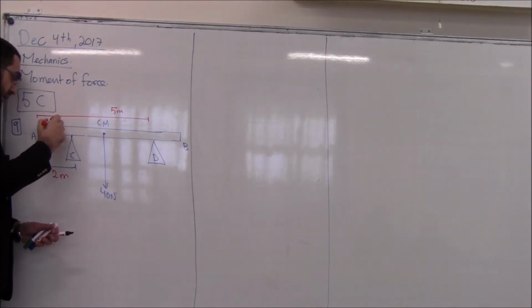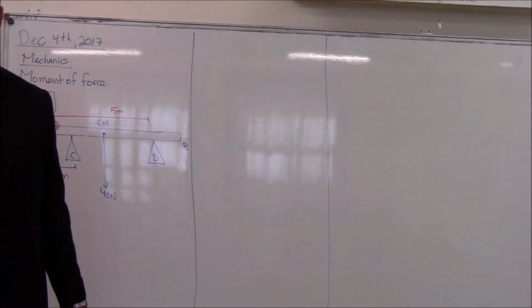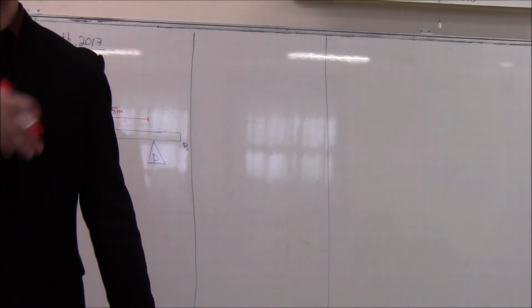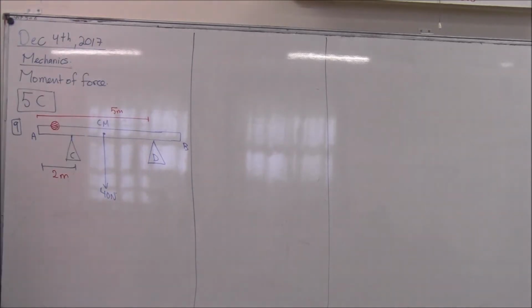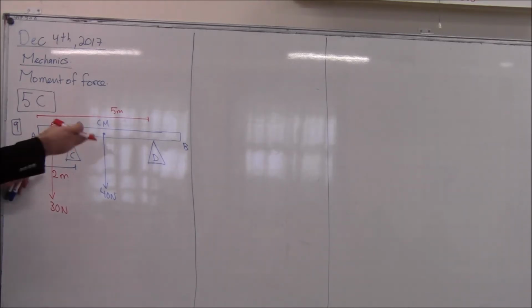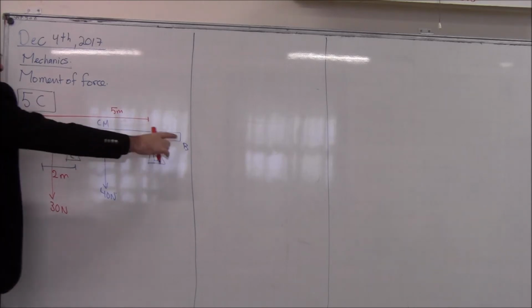So the right position is in this area. Even if I don't know this position, assume it anywhere, no matter. But by logic, it should be here, the weight of 30 newtons. If I don't know the position, I may place it anywhere and take moments about one of the ends.